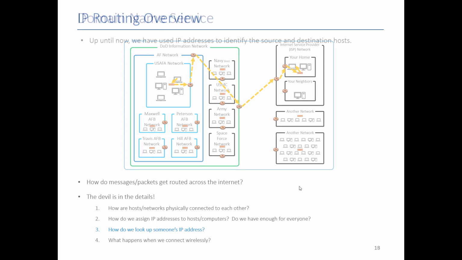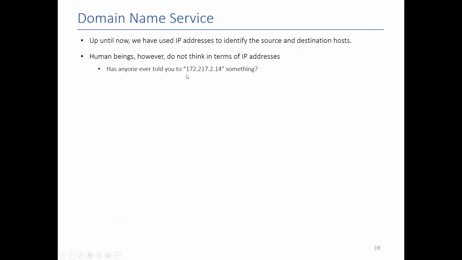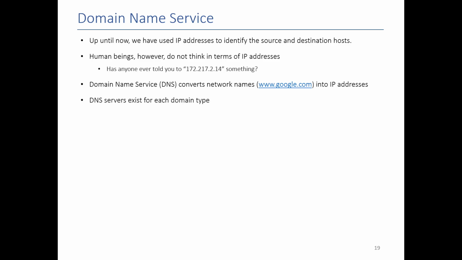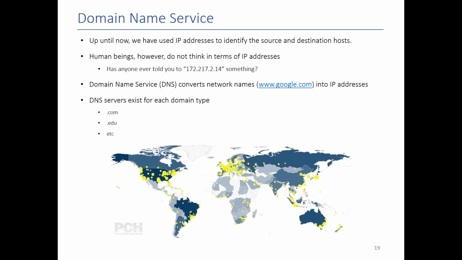So one of the challenges that we have is, how do we go from a word like google.com to an IP address? The way that we do it is using a protocol called DNS, and DNS basically converts names to IP addresses. So there are DNS servers throughout the world. When I talk about domains, I'm talking about like .com, .edu, .net, all of these. And in fact, here's a map that shows where they are. And these servers basically have a giant table of google.com is this IP address, usafa.edu is this IP address, right? So it's a massive table.